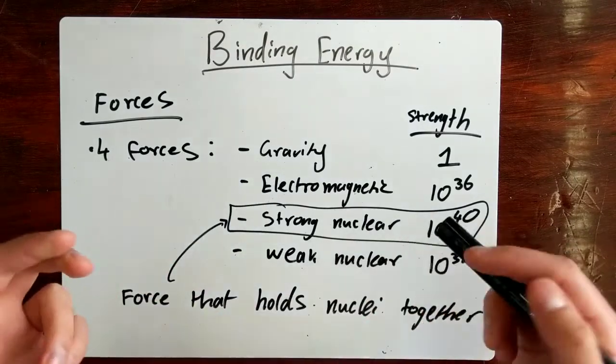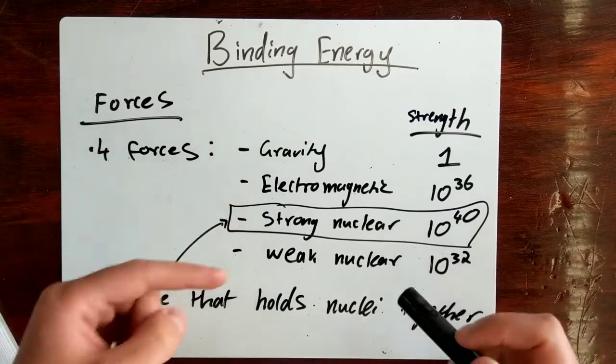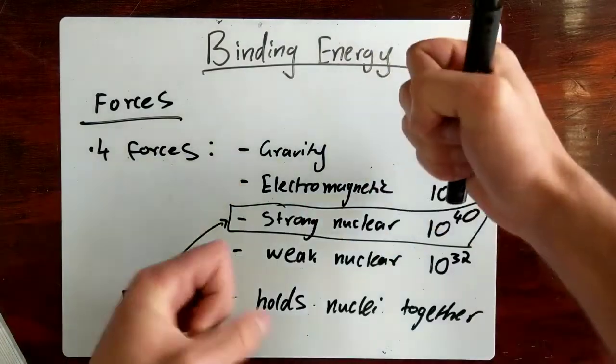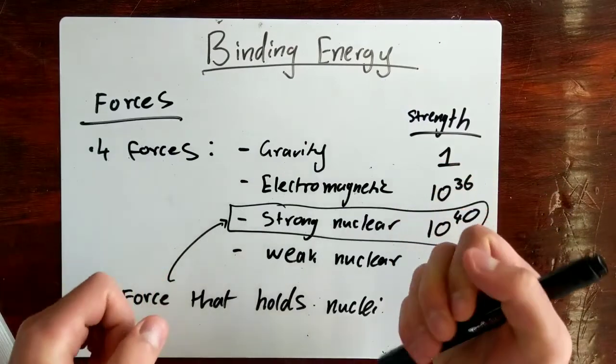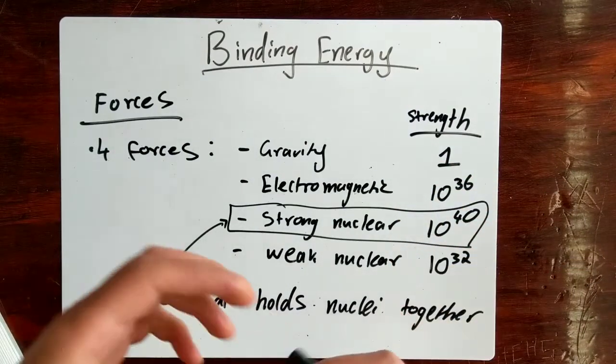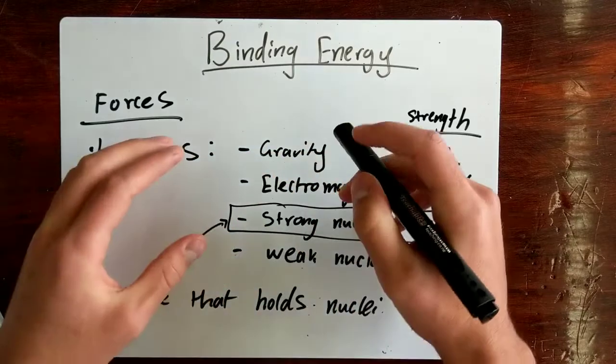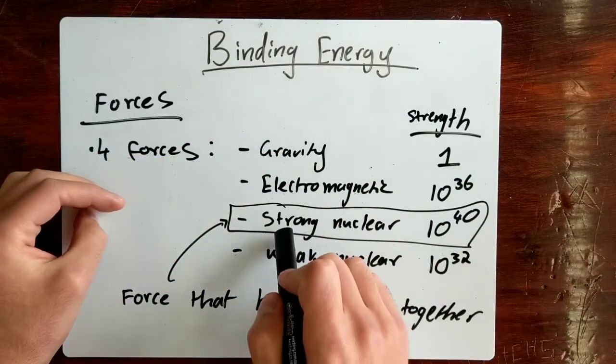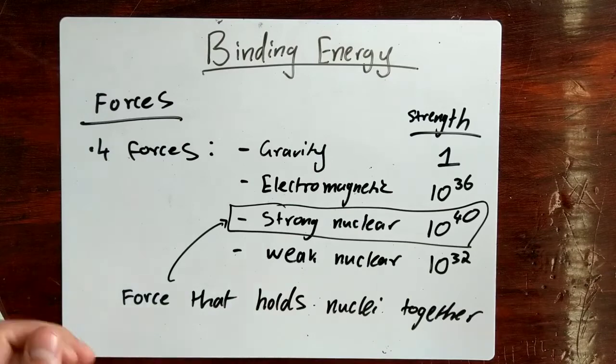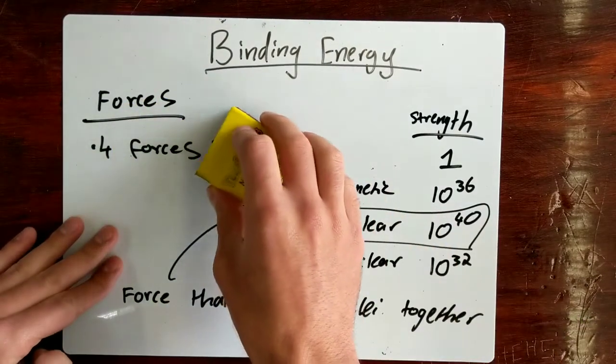To counteract that electromagnetic force that is trying to get those protons to rip apart from each other, we have the strong nuclear force, which is the force that binds the nucleus together and keeps everything inside. So that's the force that we're going to be focusing on. Let's talk about where that force comes from.